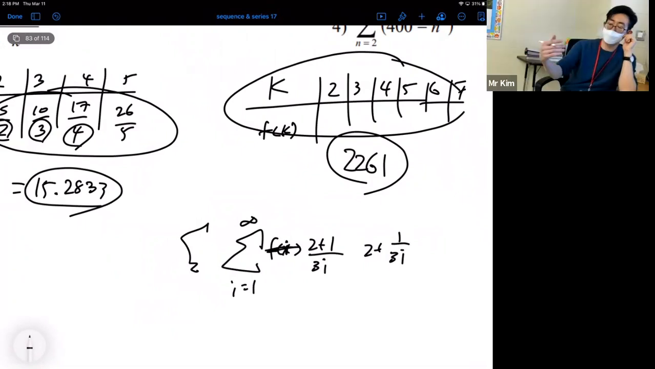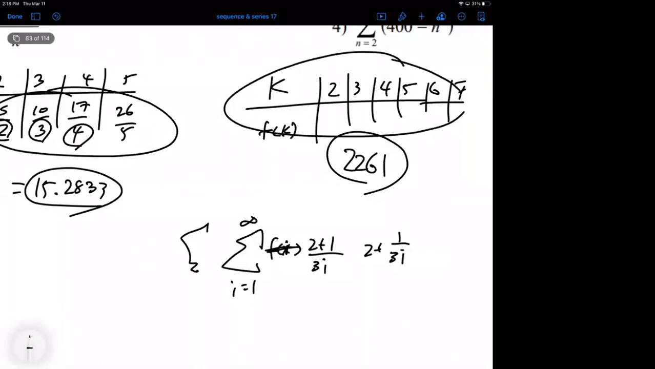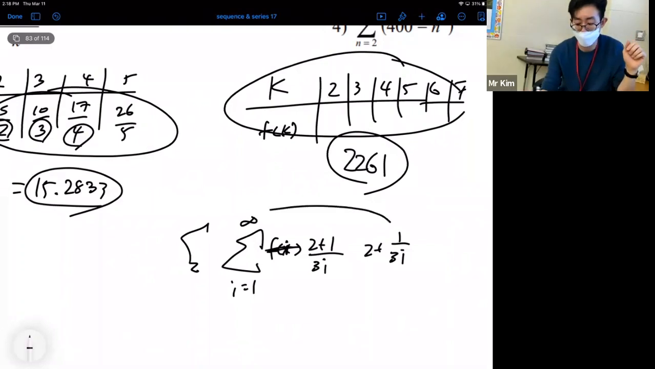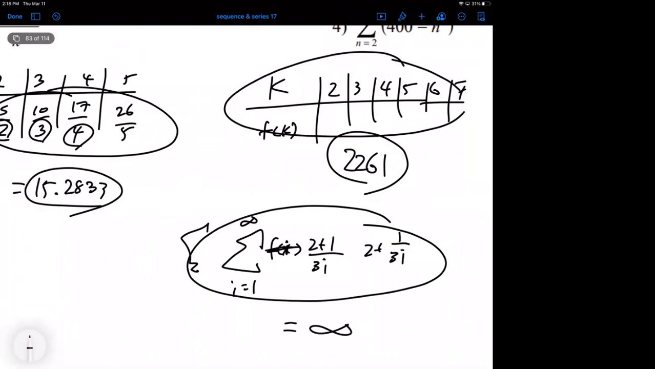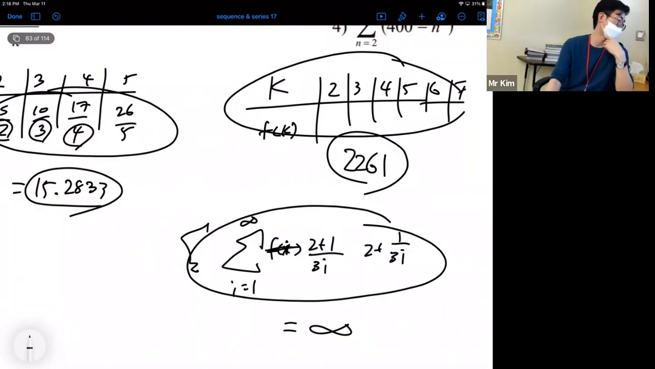No, so you're saying that the limit will approach 2, right? Yes, it will. But the summation of all those numbers, that should still be infinity. The sum is always infinity, but it converges to a certain spot. That's right. Oh, okay. That makes sense.